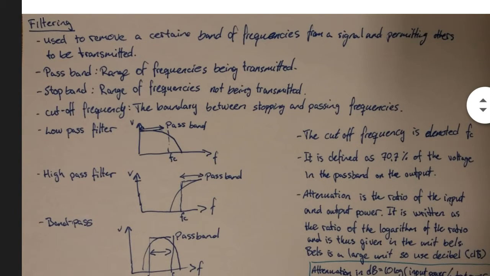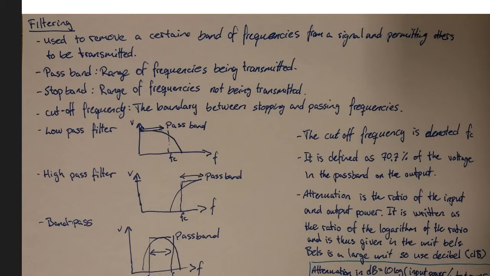When working with signal conditioning circuits, it might be useful to have filters in the circuit to remove unwanted noise. Filters are used to remove a certain band of frequencies from the signal and permit others to be transmitted.